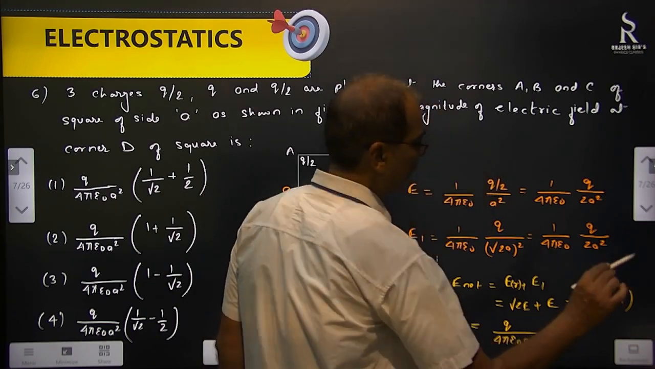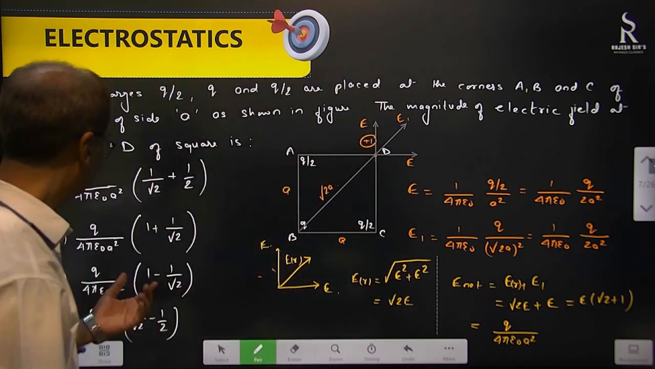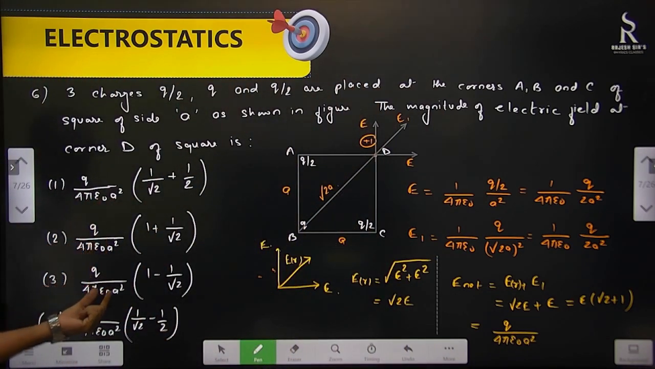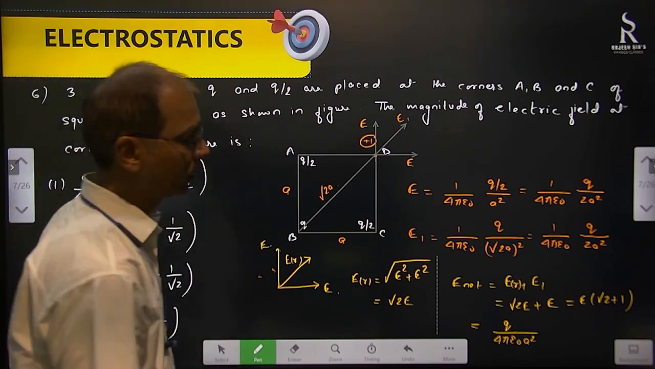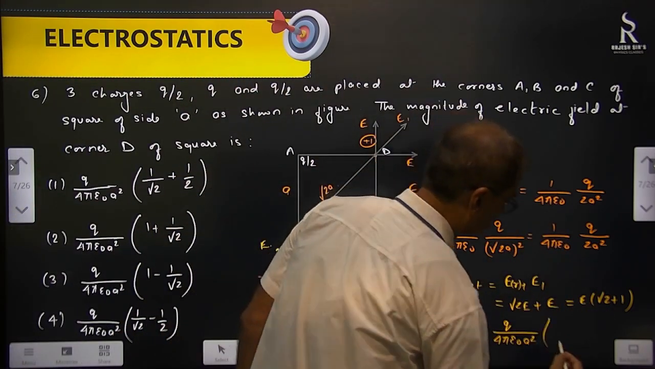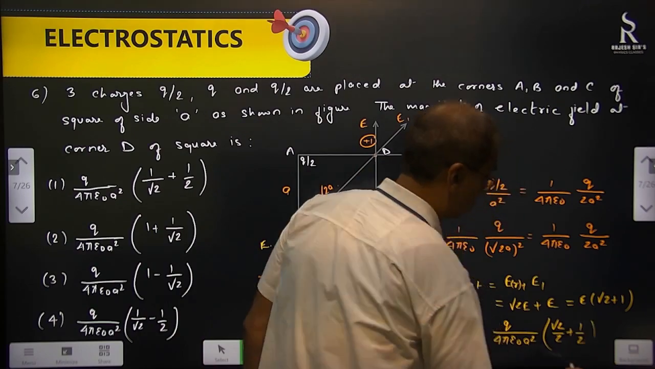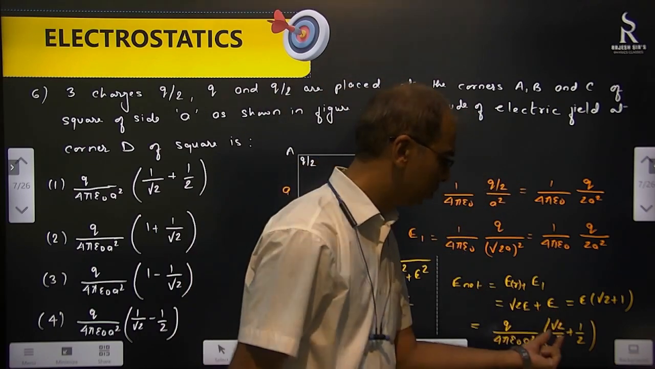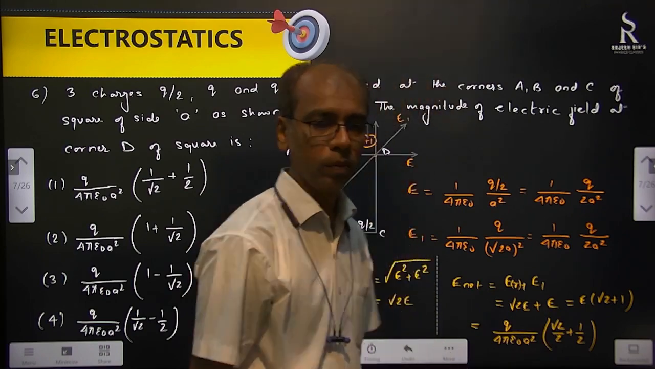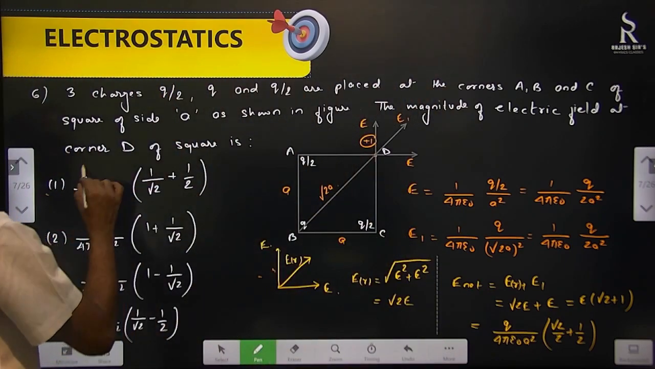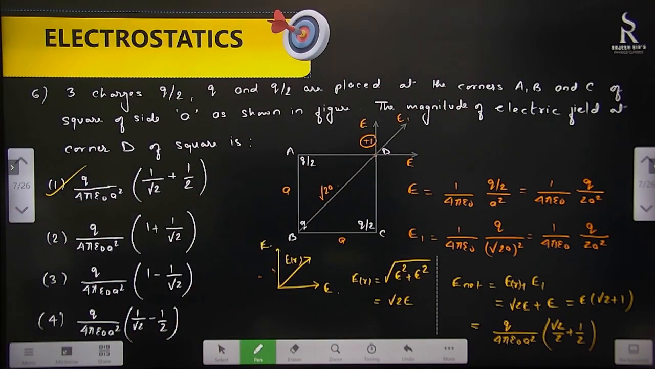And the 2 I am multiplying inside. Why? Because it's given in that way only. Here it is Q by 4 pi epsilon naught A square everywhere. So this 1 by 2 I am multiplying inside, so it becomes root 2 by 2 plus 1 by 2. Root 2 by 2 means 1 by root 2, plus 1 by 2. Where is it? Option A. So option A is our answer.